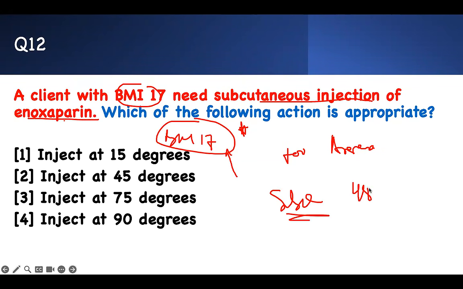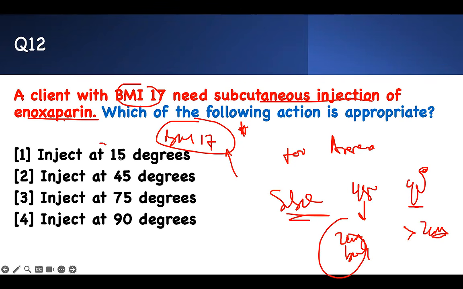Usually 45 degrees or 90 degrees. 45 if I can pinch 2 centimeters of your body fat. If I cannot pinch more than 2 centimeters of body fat, it's 45. But if I can pinch greater than 2 centimeters, then I inject at 90 degrees. 15 is for intradermal. There's nothing like 75. So it's between this and that. 90 is when your BMI is high. 45 when your BMI is low.